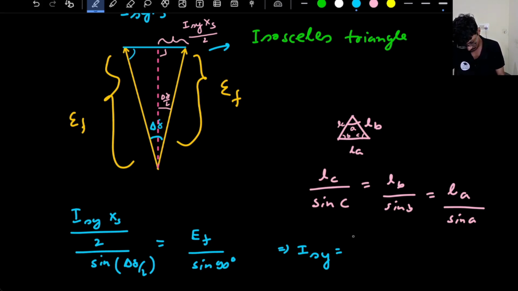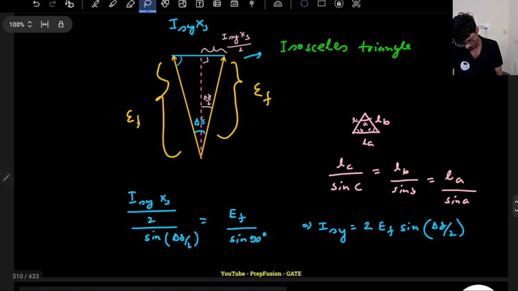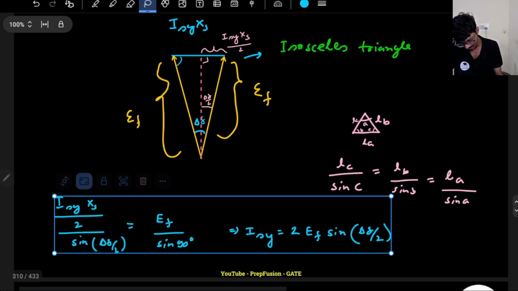So this will be ISY into XS, and ISY will be equal to 2 EF sine delta by 2. So this will be the expression for ISY.